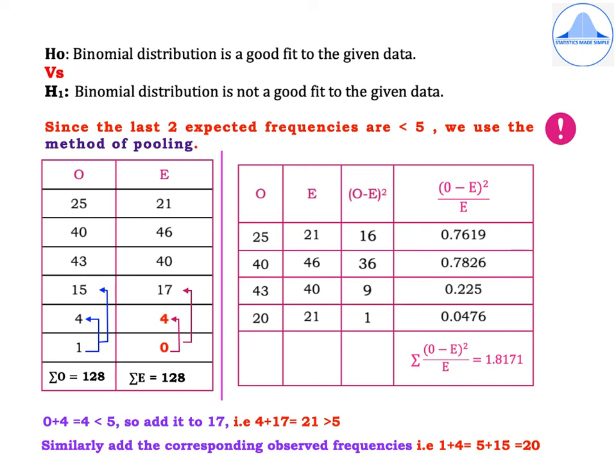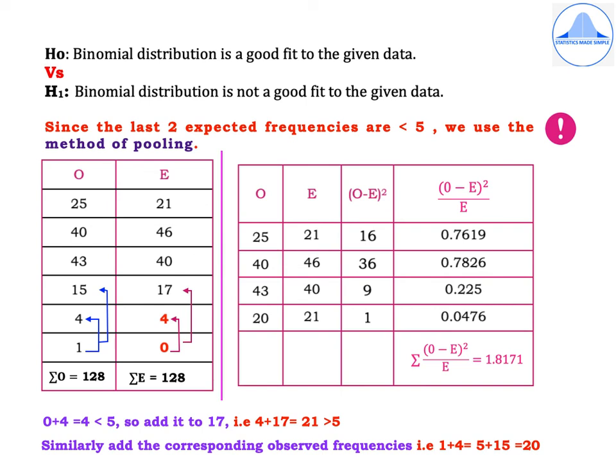Now form another table where the observed frequencies after pooling are 25, 40, 43 and 20. Similarly, the expected frequencies after pooling are 21, 46, 40, 21. Then find out (O minus E) whole square, which is 16, 36, 9 and 1. Then (O minus E) whole square by E is 0.7619, 0.7826, 0.225, 0.0476, which gives summation (O minus E) whole square by E as 1.8171.